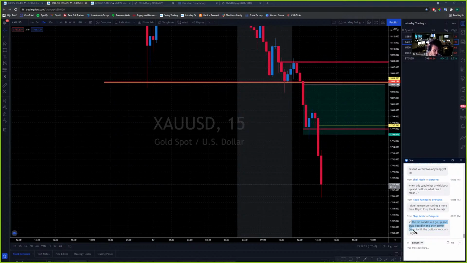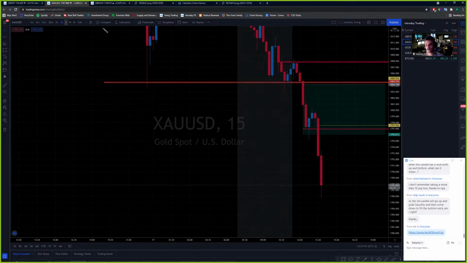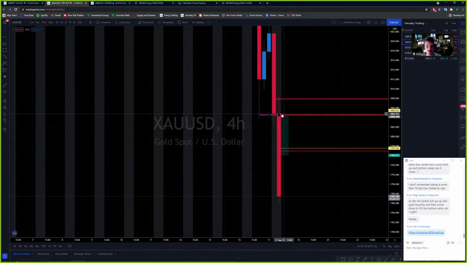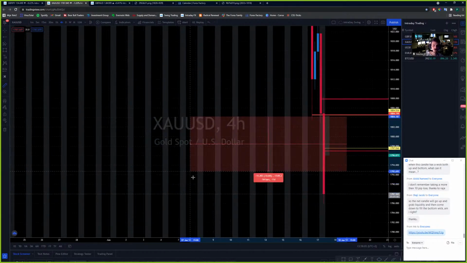So the next candle will go up and grab liquidity, and then come down to fill the bottom wick. Am I right? Yeah, exactly. If you go watch the stream at the very beginning, you'll see how this 4-hour was actually trading bullish to create the top wick, and I'm like, well, once it flips bearish, it needs to create a bearish body of some kind, right? And the first target would be this wick fill. If it's going to create a bearish body, it's going to first fill the wick, break the low, and then move on down to create a lower low.